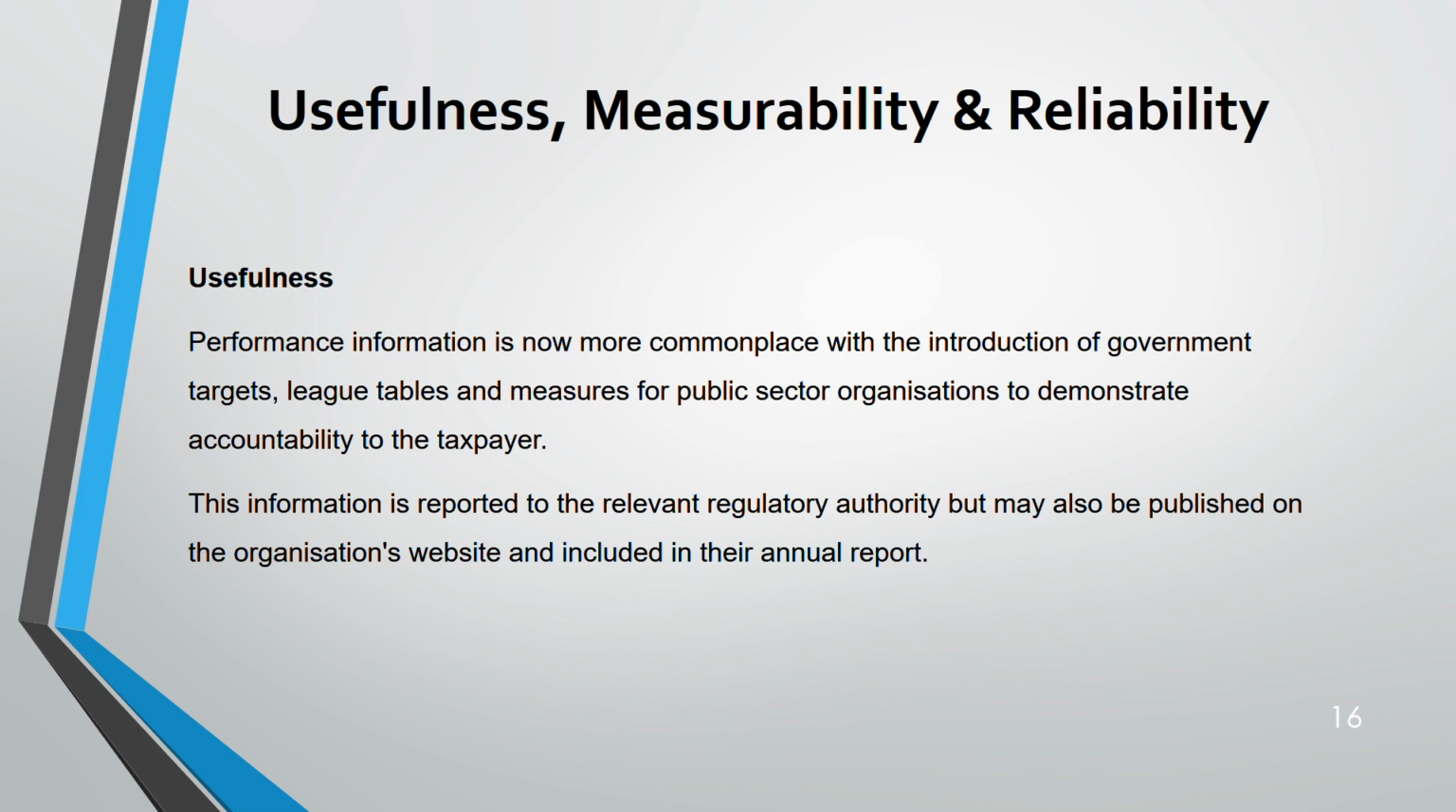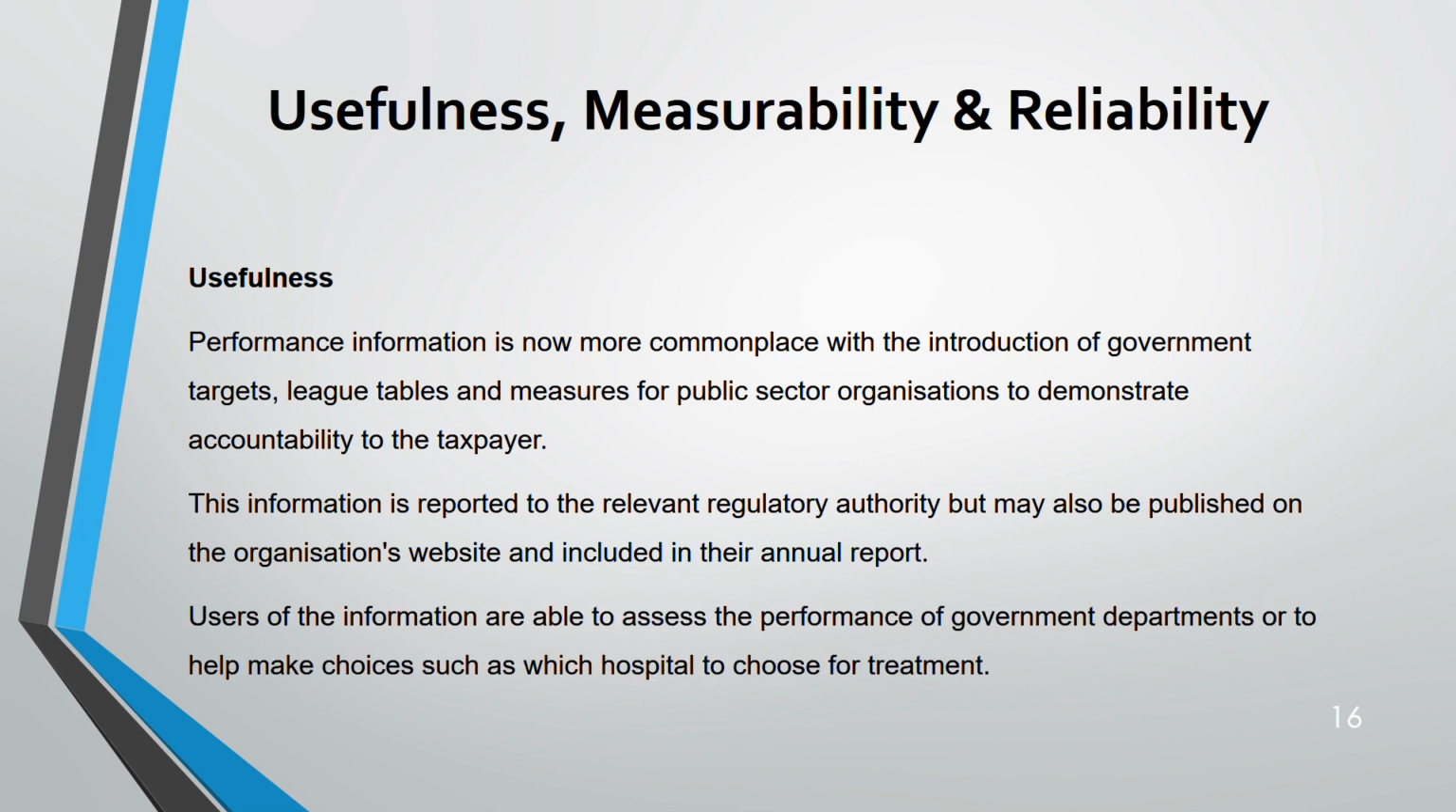So this information is reported to the relevant regulatory authority. It has to be reported to the relevant regulatory authority. Maybe it can be on the organization's website also, and it will be included in the annual report. Users of the information are able to assess the performance of the government department. So when users see this information, they should be able to tell which government department is doing well or not. They can choose which hospital to go to for treatment based on the information.